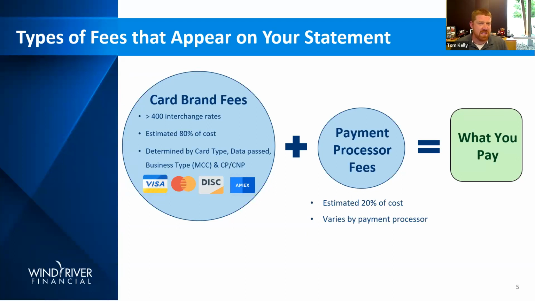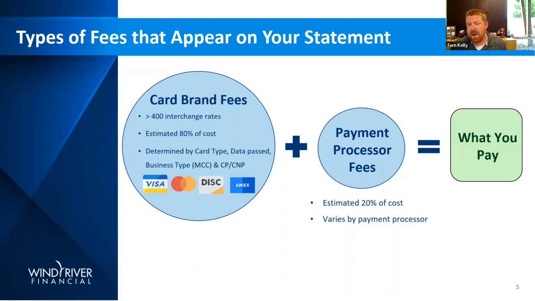In most programs, that's going to make up between 60 and 80% of what you're paying. And that's going to depend on where you use the card. Was the card present? Was the card not present? But those, again, are all fixed rates. There's no special wholesale rates or anything. All credit card processors pay the exact same amount in those card brand fees.